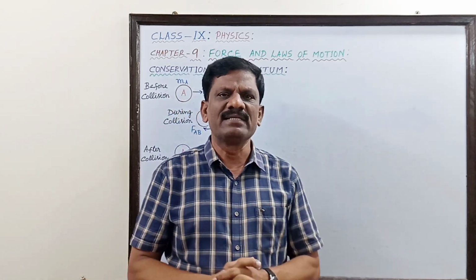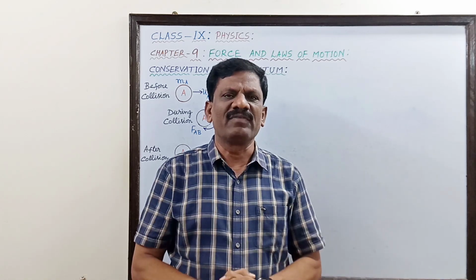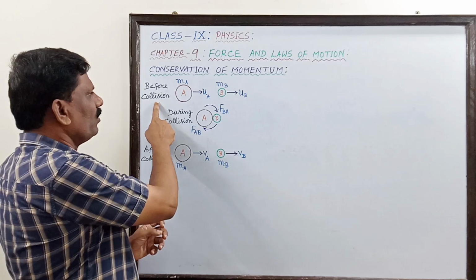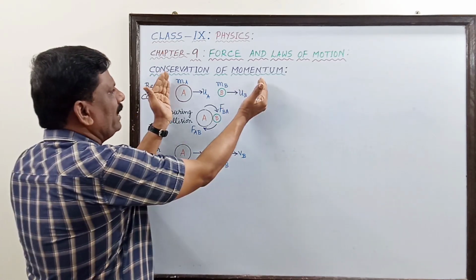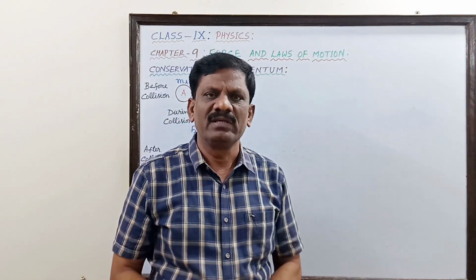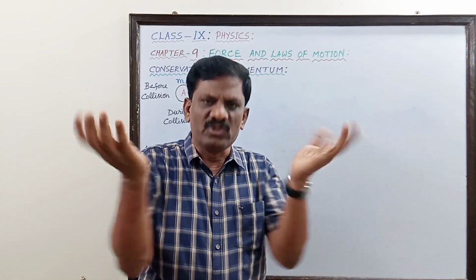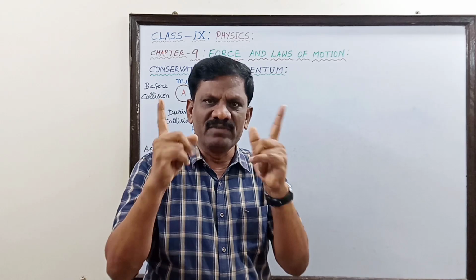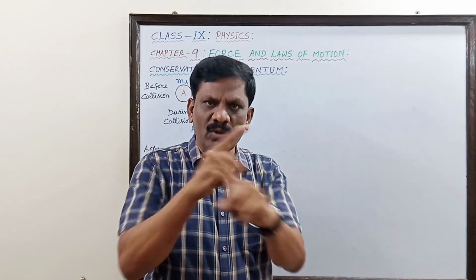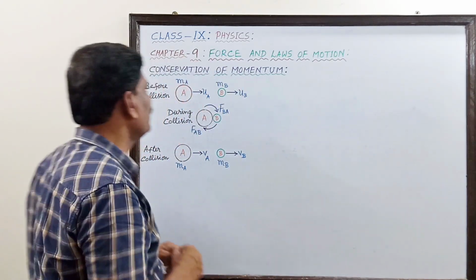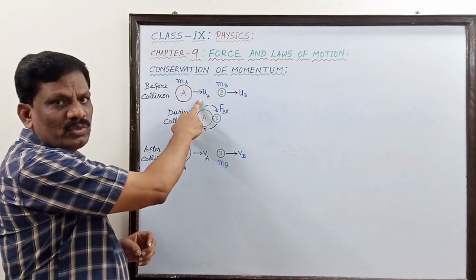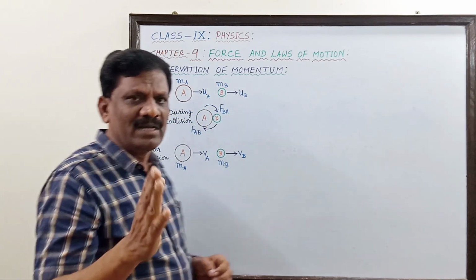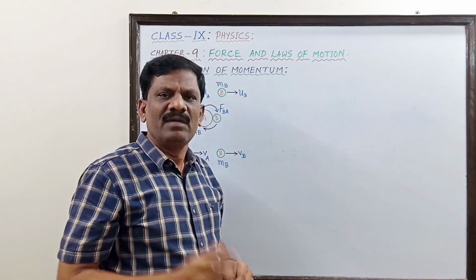Now, what is the statement of conservation of momentum? The two bodies A and B together are called a system. So I consider a system consisting of two bodies A and B. Their total momentum before collision is MA into UA plus MB into UB. That is the total momentum of the system of two bodies before collision.